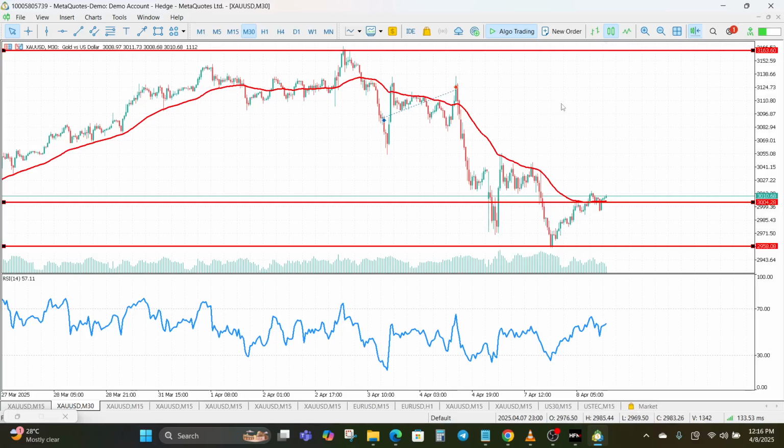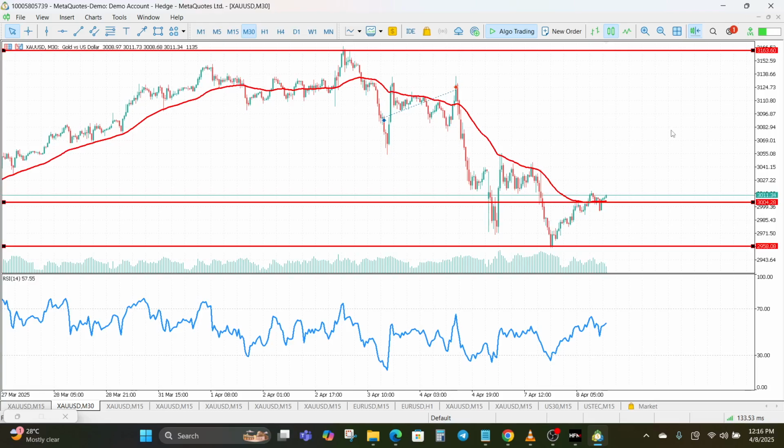Now, many traders also keep an eye on the DXY, that is the US dollar index, to get an idea of where gold might go. When the dollar weakens, gold often rises, and vice versa. This inverse relationship can add a layer of confirmation to your trades.